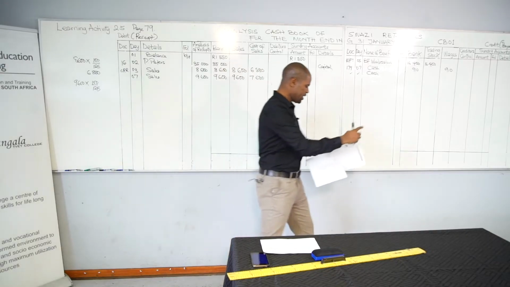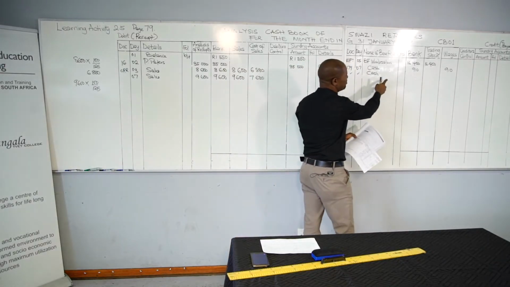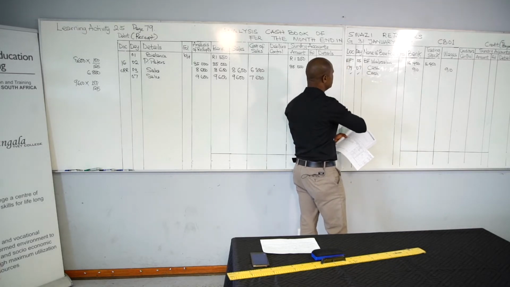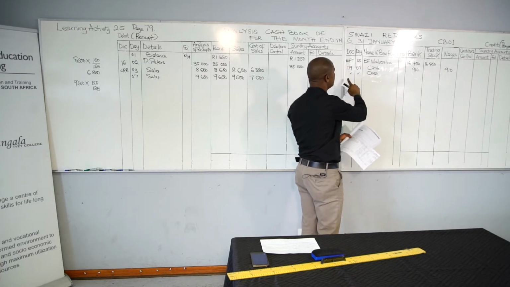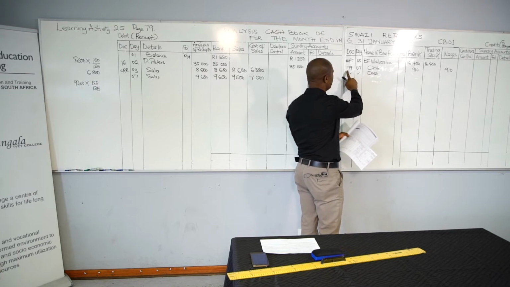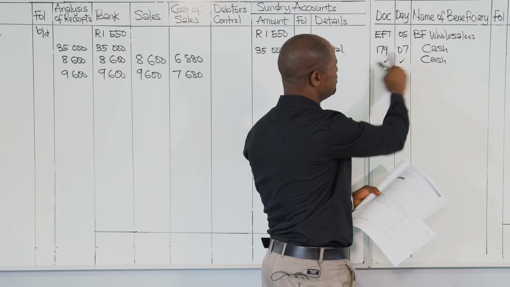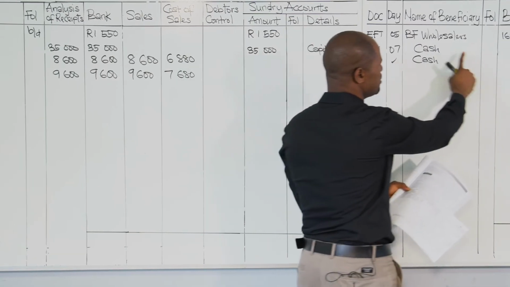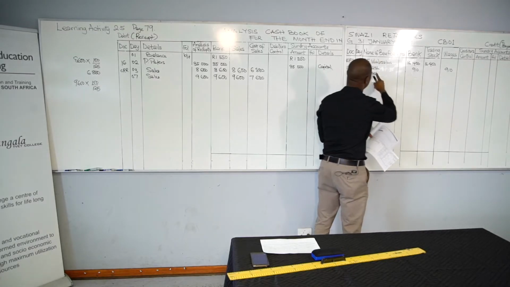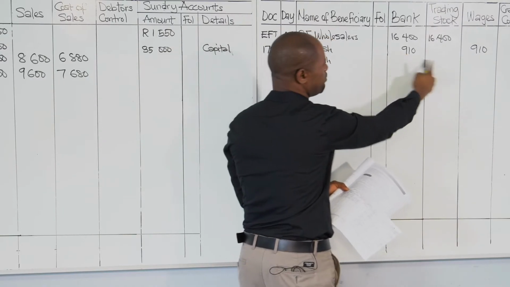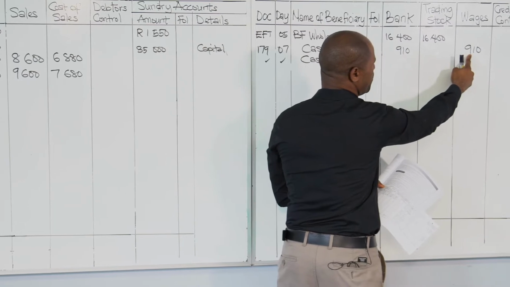All right, now we are going to go to the other side, which is the payment side, to put in even the transaction. A check was issued, and the check number is 179. On this, even the date is on the 7th. The payment was meant for wages, so I have put in cash 110, and it goes into the wages column.